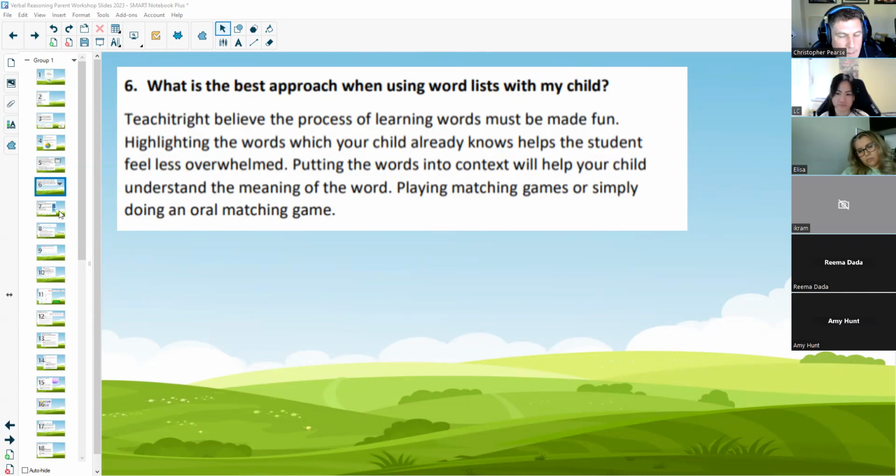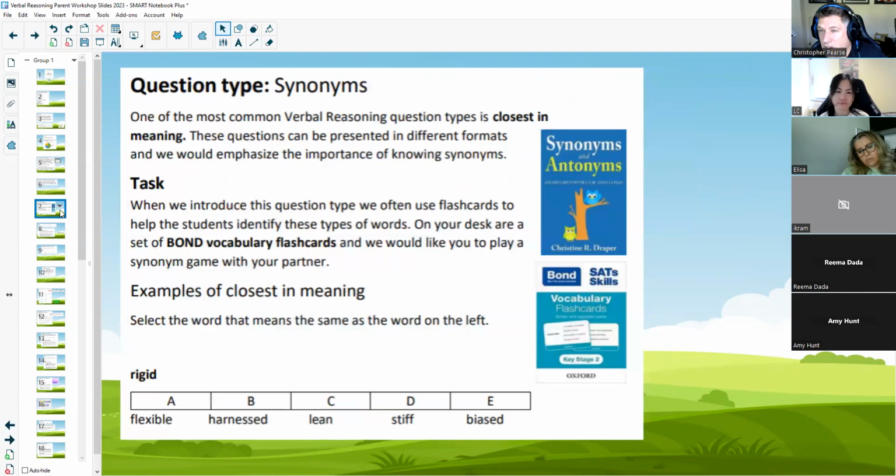So what we're going to talk about now are some of those question types that have appeared within the 11 plus, and just give you a little bit of an idea of what they're like. One of the most common types is closest in meaning. We do have different names for this. Sometimes you'll hear it called synonyms or similar in meaning, and they can be presented in different formats.